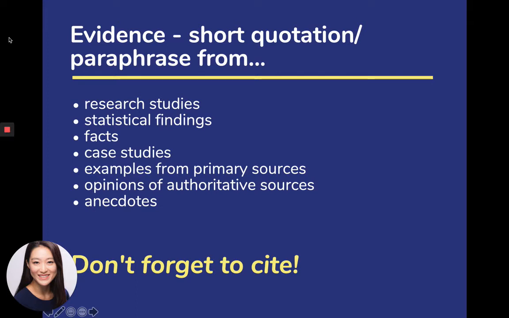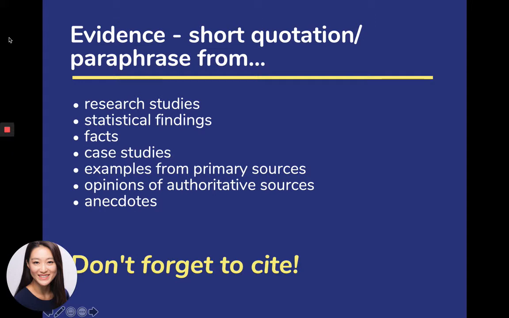And you can offer any of the following: a direct quotation or paraphrase from a research study, a statistical finding, fact, case study, primary source example, opinion of other experts, journalists, industry professionals, and other researchers, or an anecdote. Now, the personal anecdote is not considered the most reliable, so if you use a personal anecdote, make sure the second evidence you provide to complement the first is a rational and credible one to further corroborate your personal experience.